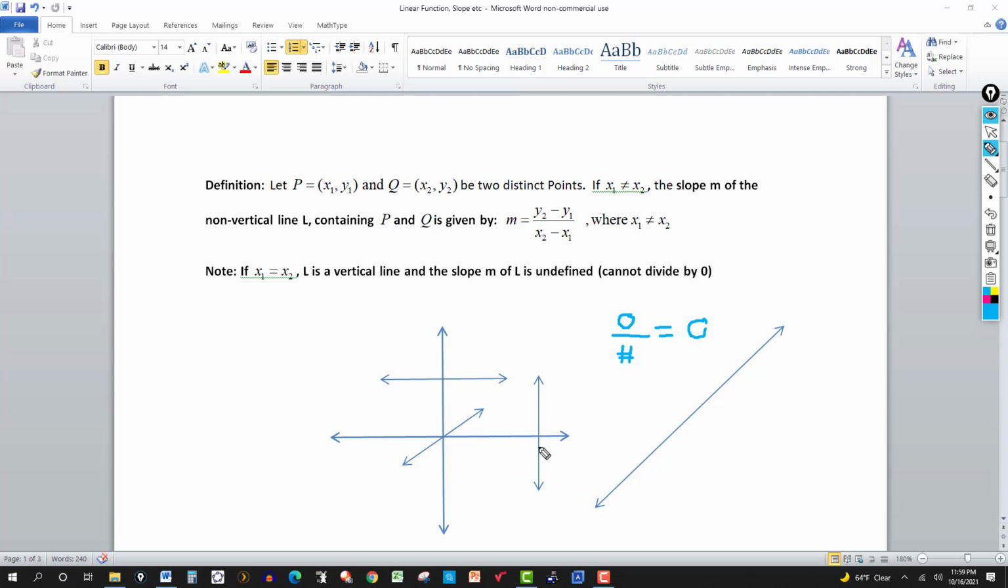And notice for the vertical line, we said this was the point (7, 0). And we said that the x value is always the same. The points on this line would be (7, 1), (7, -1), (7, 2), (7, -2), and so forth. So in that case, the x value on this one is the same. So 7 minus 7 is going to give you 0. Can't divide by 0. That's why we say that a vertical line has undefined slope, or sometimes we just say it has no slope.